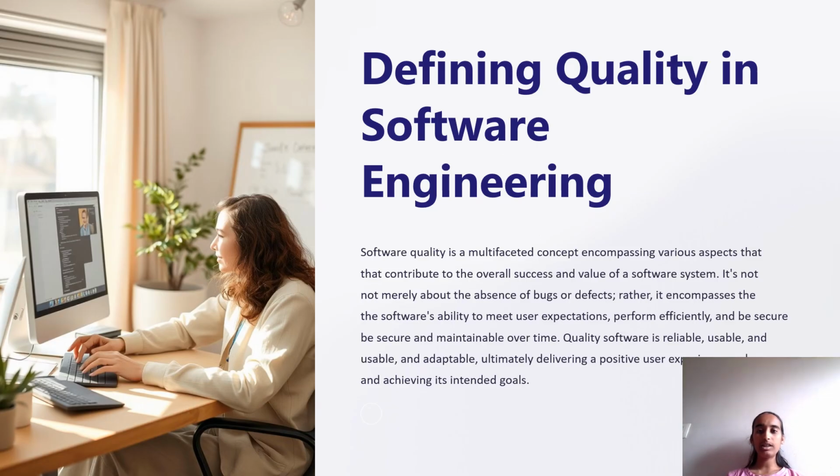So here comes my topic, that is defining quality in software engineering. Software quality is a multifaceted concept encompassing various aspects that contribute to the overall success and value of a software system. It's not merely about the absence of bugs or defects, rather it encompasses the software's ability to meet user expectations, perform efficiently, and be secure and maintainable over time. Quality software is reliable, usable, and adaptable, ultimately delivering a positive user experience and achieving its intended goals.